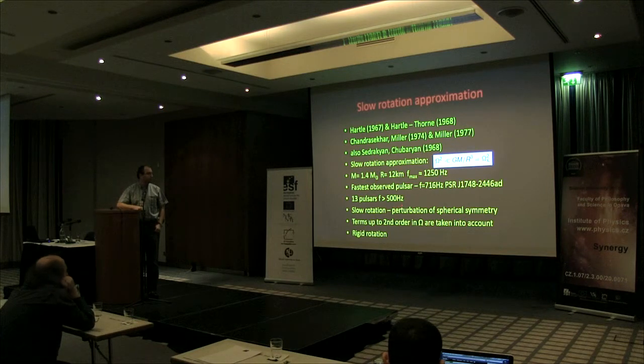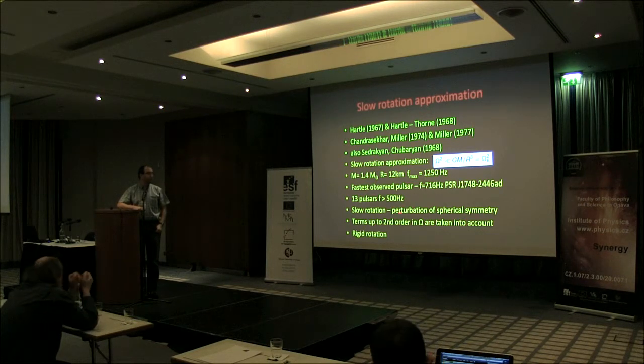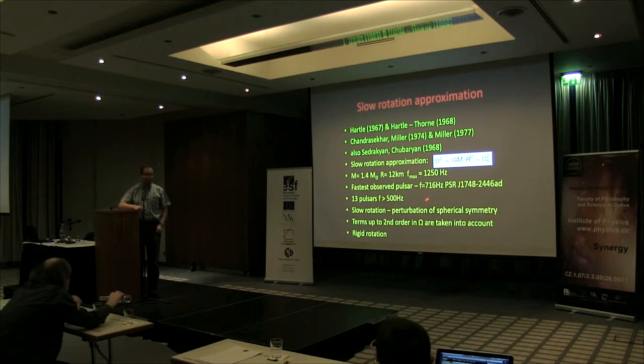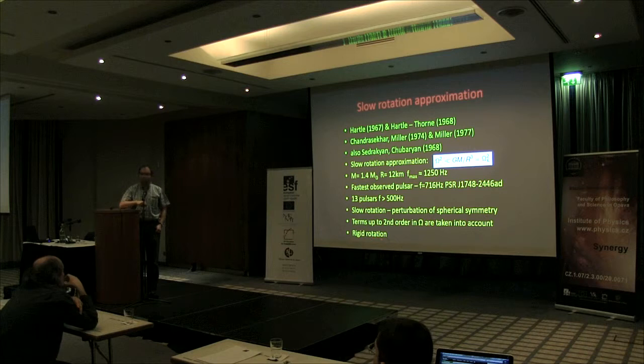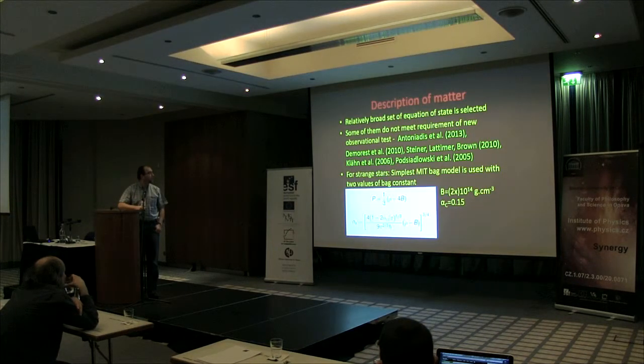Slow rotation approximation is perturbation of spherically symmetric star, and only terms up to second order in angular velocity are taken into account. And also, it is important to mention that we assume rigid rotation of the neutron star. So, as I said, I'm not talking just about neutron stars, but about compact stars, which means neutron stars and strange stars. So for neutron stars, we choose a set of equations of state.